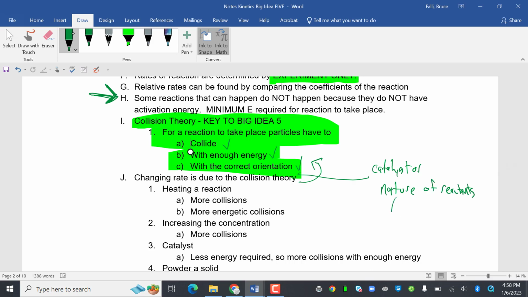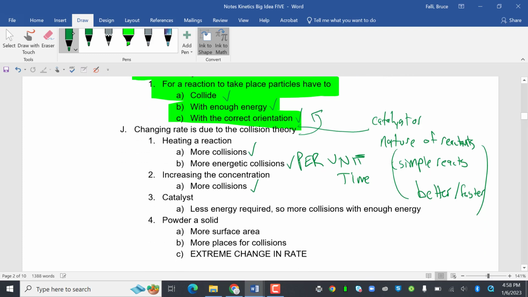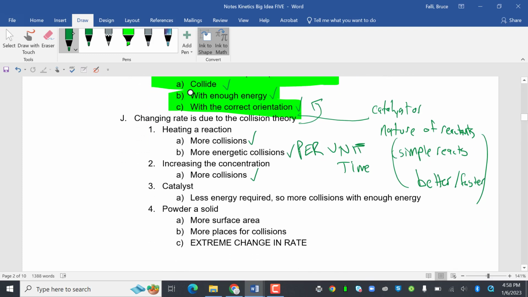And that just means simple reacts better, and better is faster. So if I increase the concentration, I'm going to get more collisions per unit time, right? If you heat a reaction, you're going to have more collisions per unit time, more energetic collisions per unit time. Notice how I'm adding per unit time. With a catalyst, less energy is required, so more collisions with enough energy per unit time. Because rate, remember, isn't just product formed, it's product formed per unit time.